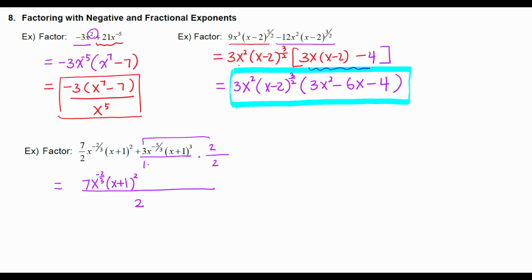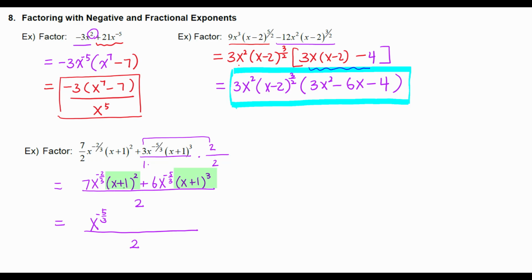And when you multiply 3 and 2, you get 6x to the negative 5 over 3 times (x plus 1) cubed. Okay, now that will make it easier, right? 7 and 6 do not have any common factor. And between the powers negative 2/3 and negative 5/3, negative 5 over 3 is smaller. So that's what you need to take out. Always take out the lower power of the two, whether it's a negative number or fraction.